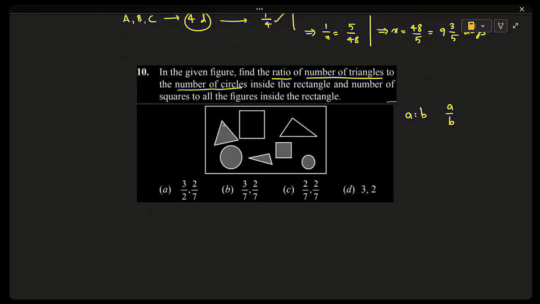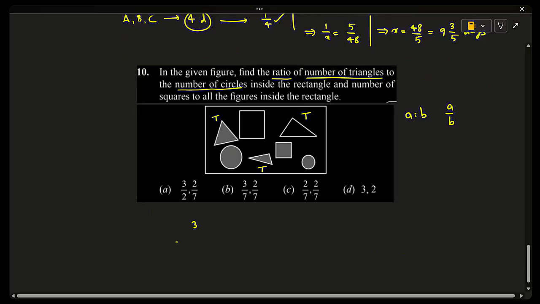So how many triangles are there? Triangle, triangle, triangle. So there are three triangles. So we can write 3. The ratio of number of triangles to the number of circles. How many circles are there? Circle, circle. 2 circles are there. So the ratio is 3 by 2.